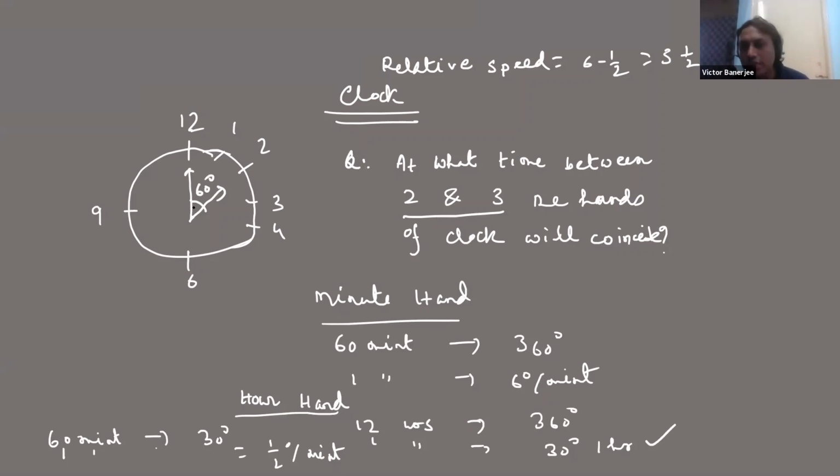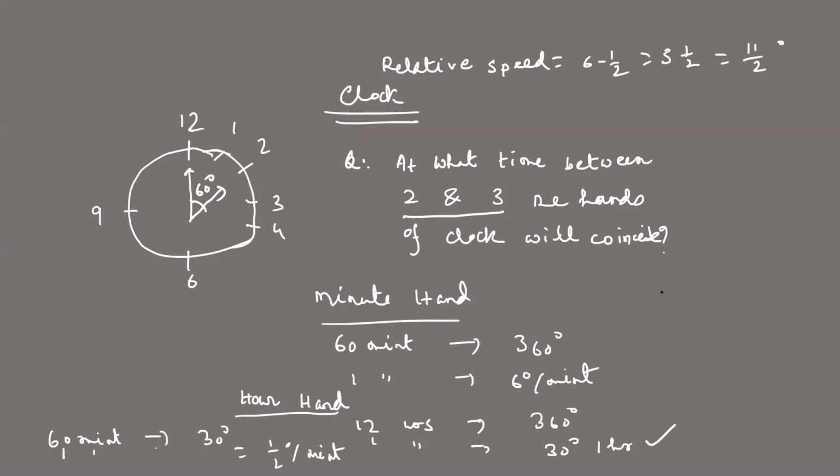So the question was, at what time between 2 and 3 the two hands of clock will coincide. Now both will move. The minute hand is moving faster, so it will catch it up. So the question is, at what time it will catch it up? To catch it up, it has to travel 60 degrees extra. Is my point clear? Rishal, clear?